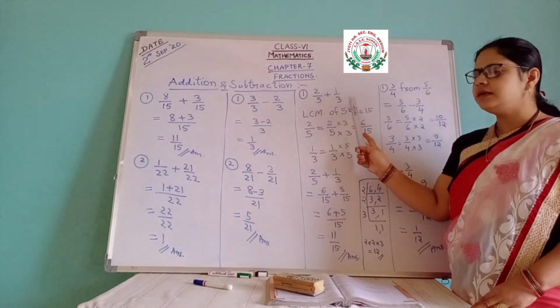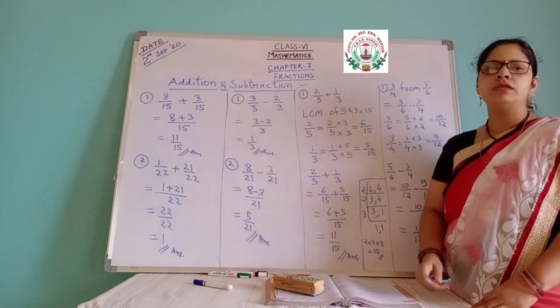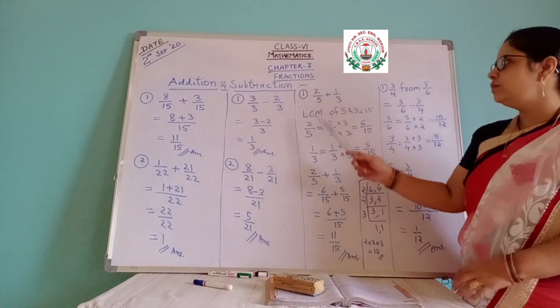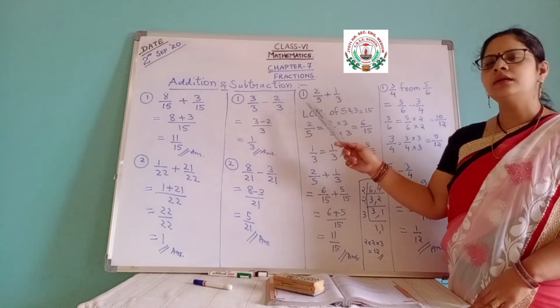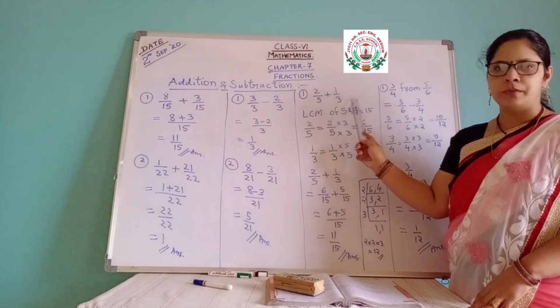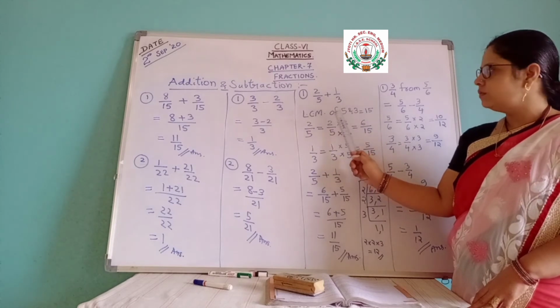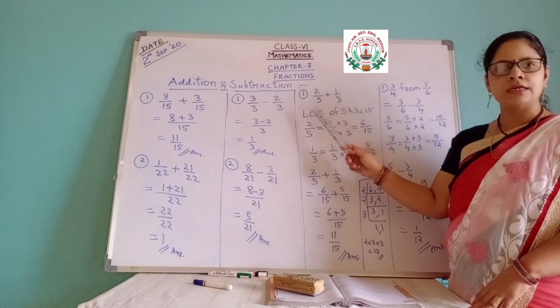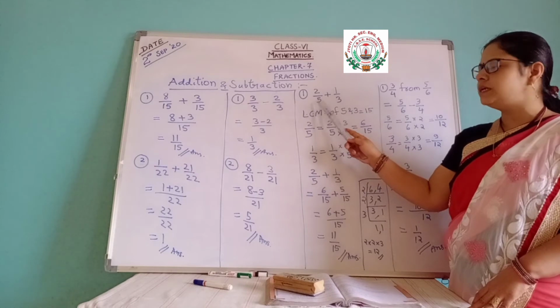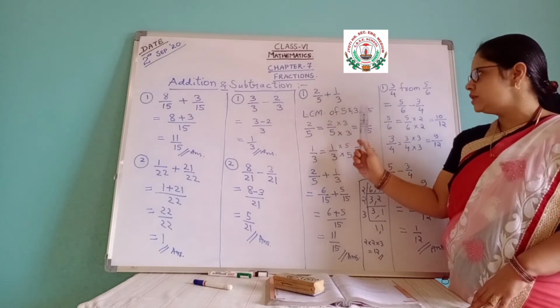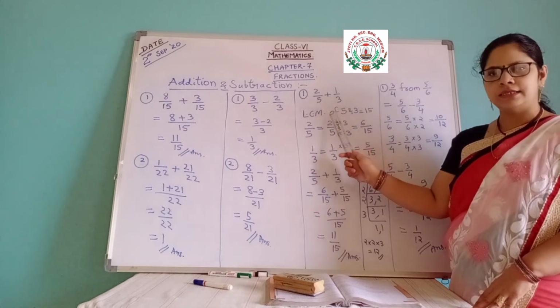When denominators are different, I have already told you for the comparison also that you have to take the LCM of these denominators. So here we are taking the LCM of the denominators 5 and 3. They are different, they are not coming in one another's number tables. So direct multiplication you can do. 5 into 3 is 15. So 15 is the LCM there.